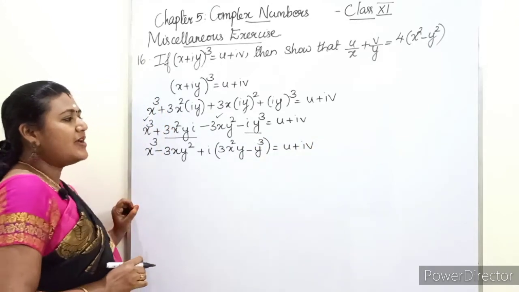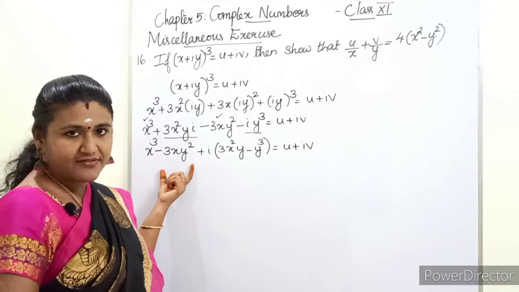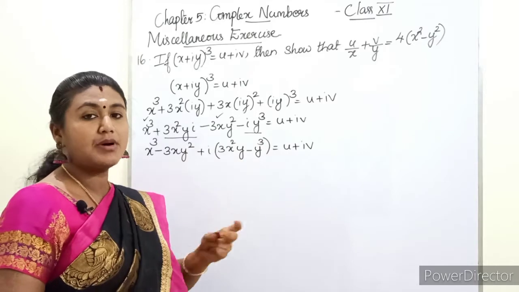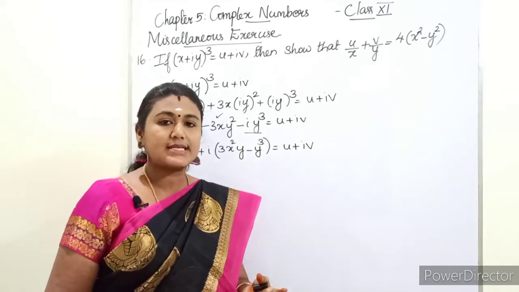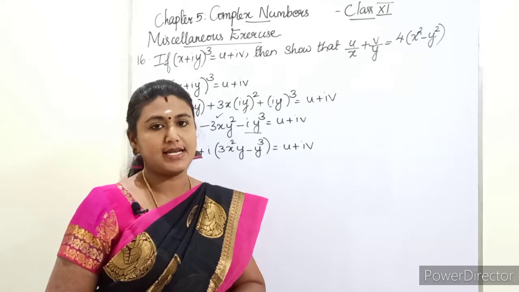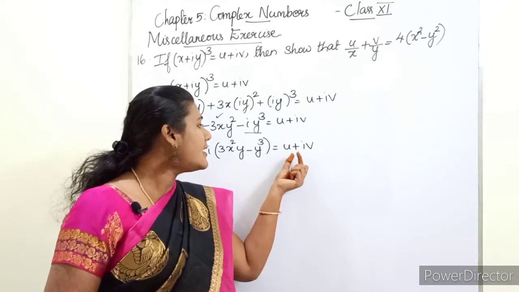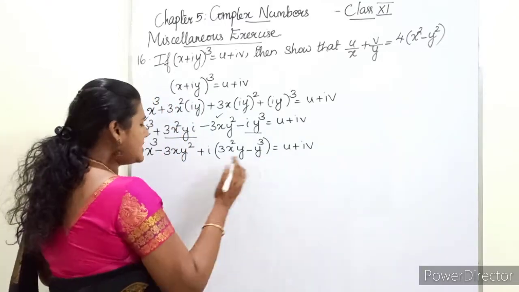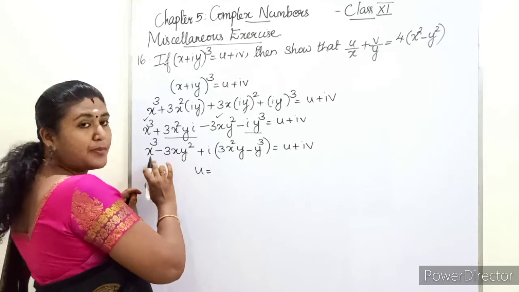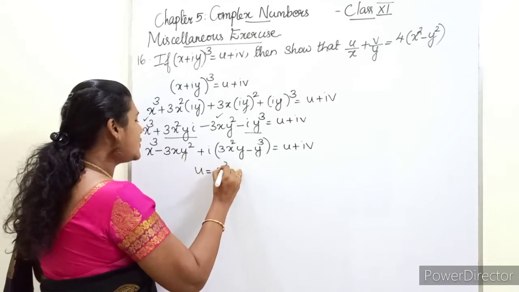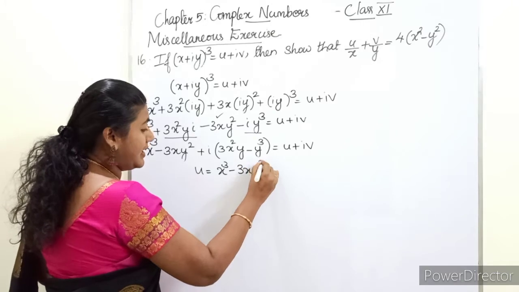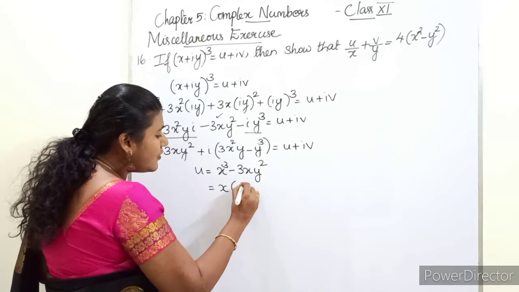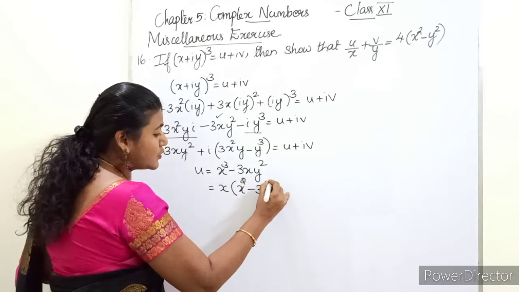Now if you see, we have got a complex number on the left side and on the right side also we have a complex number. So two complex numbers are equal. When two complex numbers are equal, we can equate the real part and the imaginary part. Here on the right side, the real part of the complex number is u. So we can equate u = x³ − 3xy². Now from these two terms we can take x common. So you will get x(x² − 3y²).